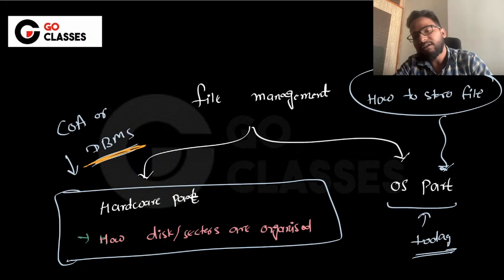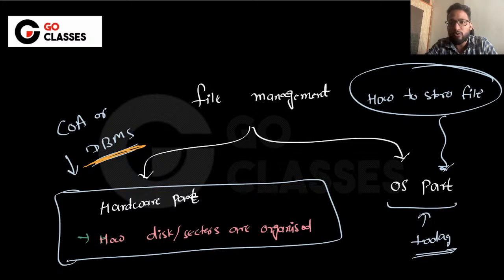In this lecture, there are two things. One is how to store the file, and another is what the hardware is. Hardware means how disk or sectors are organized, what the rotation latency is, what the seek time latency is, and these things. This we will not study here. We are going to revisit it in COA or DBMS. Today we are going to study just the OS part of it. OS part means how we are basically going to store those files.